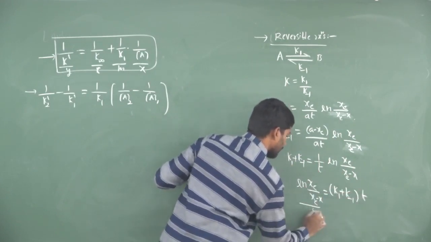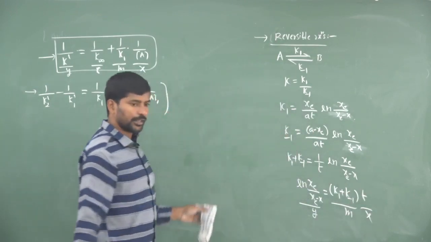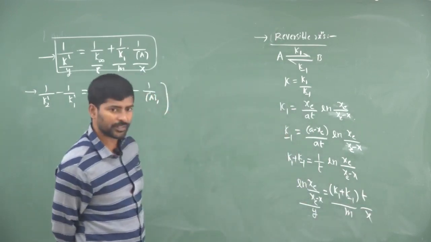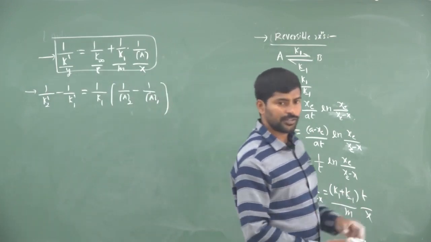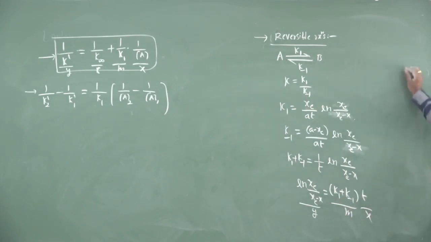So which is in the form of Y is equal to mx. So if you plot a graph between those two, we will get slope K1 plus K minus 1, intercept 0. Okay, that question given in TSDL. Okay, what is the intercept? Intercept is 0.